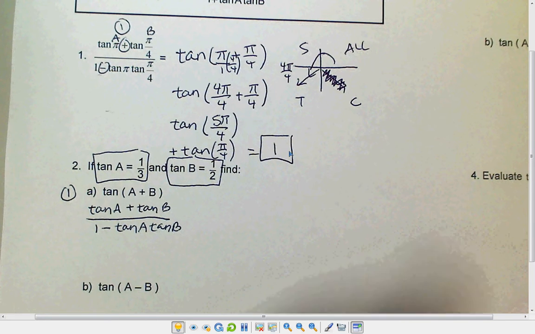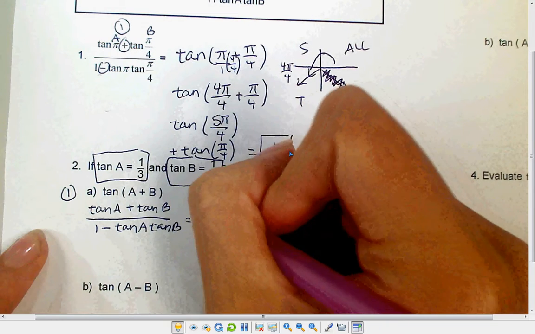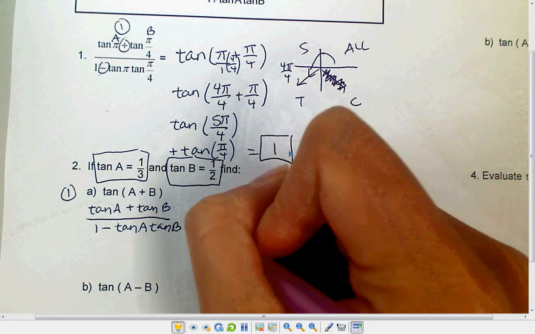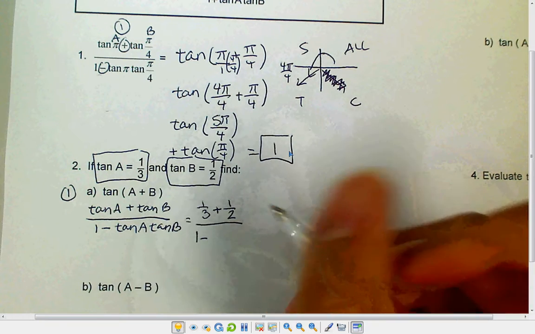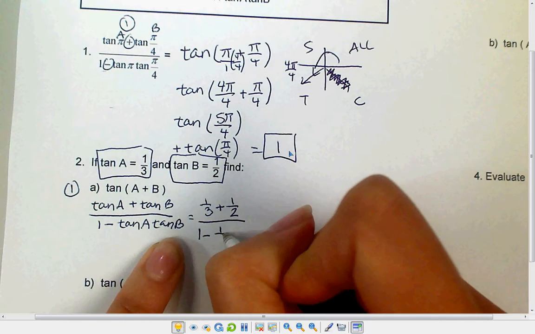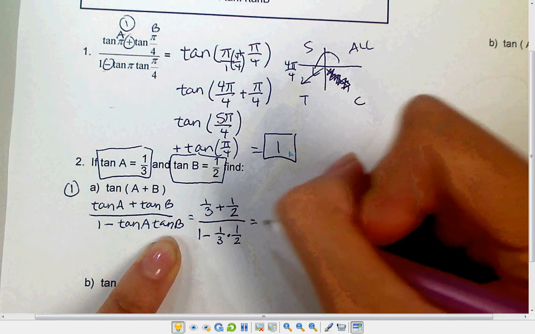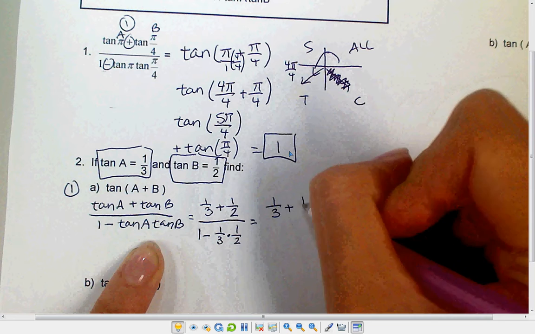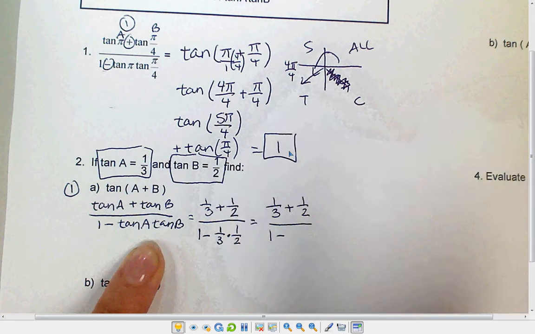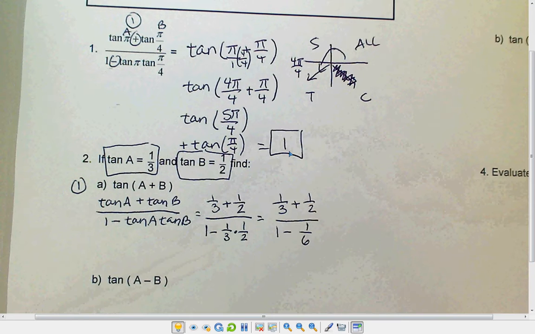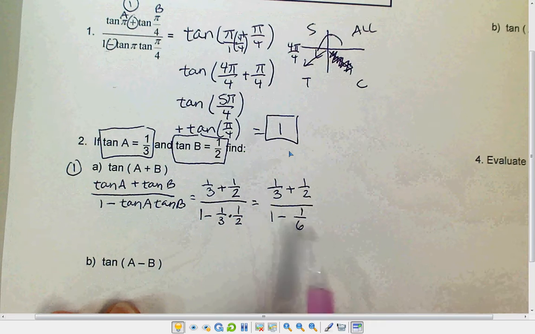Okay, so tangent A is 1/3, so I'm going to replace tangent A with 1/3, plus tangent B is 1/2, and then I have 1 minus tangent A times tangent B, so this is 1/3 times 1/2. So I can rewrite this as 1 times 1 is 1, 3 times 2 is 6, so that bottom fraction right here is 1 over 6.